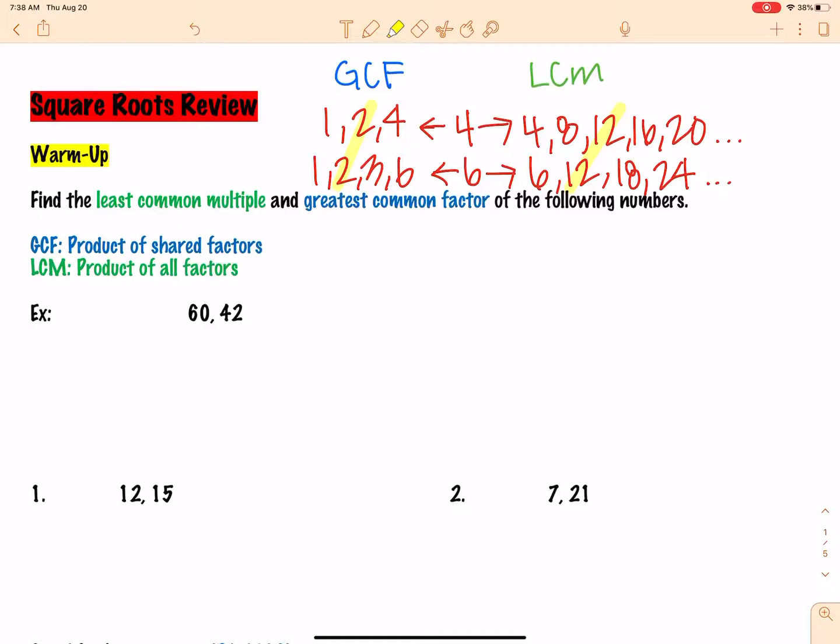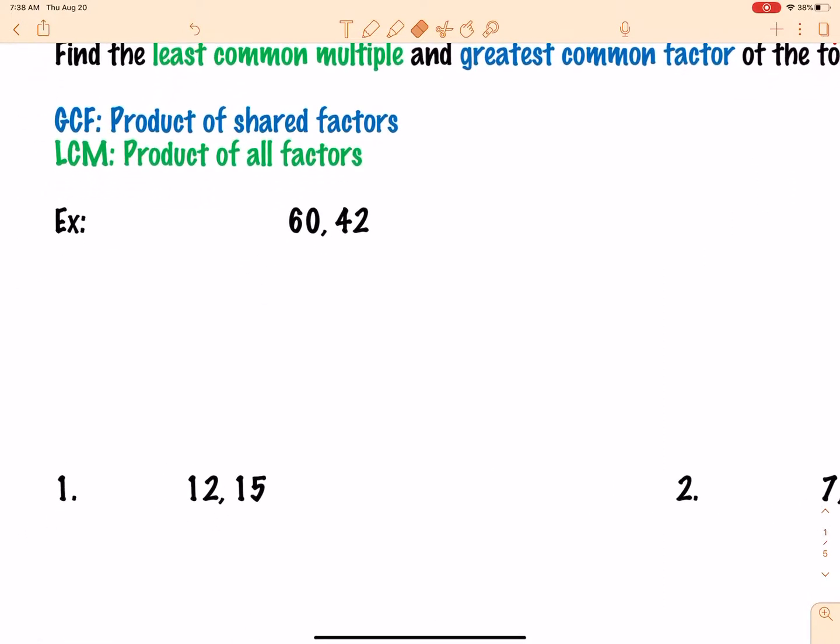So obviously this is an easy way to do this if you have smaller numbers like 4 and 6, but we're stepping up into Algebra 2. We're going to have bigger numbers, and listing all the factors, for example, if we're going to do 60 and 42, that's going to take a lot of work, especially the LCM part, and that's going to be pretty annoying to do. So I'm going to show you a quick trick if you get these higher numbers, just to make your life a little bit easier. So we're going to do the GCF and LCM of 60 and 42.